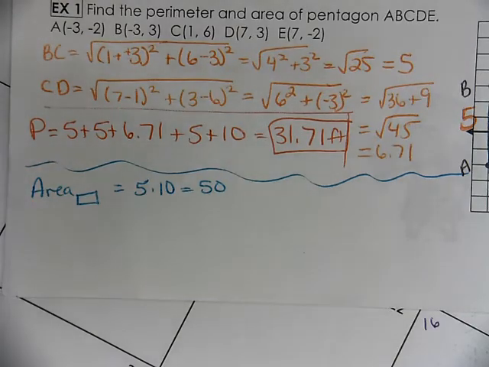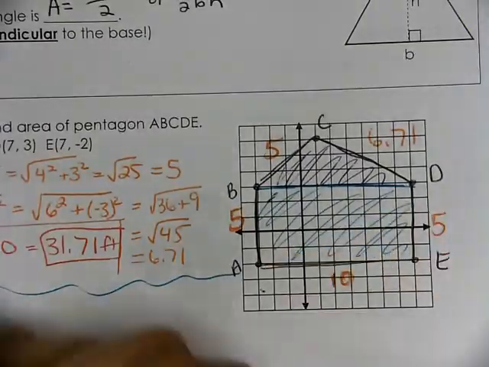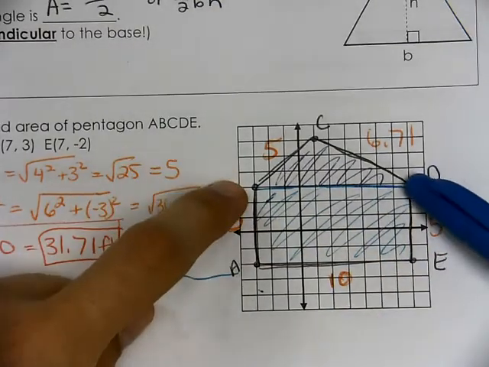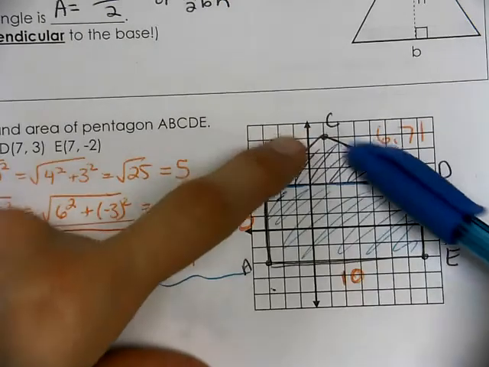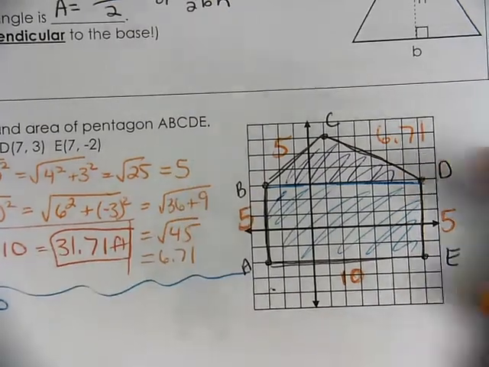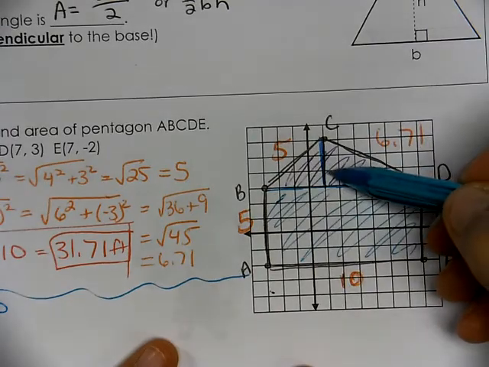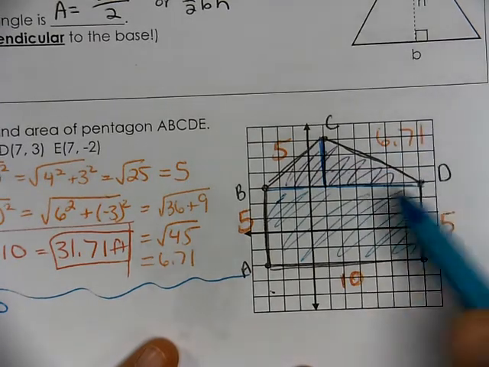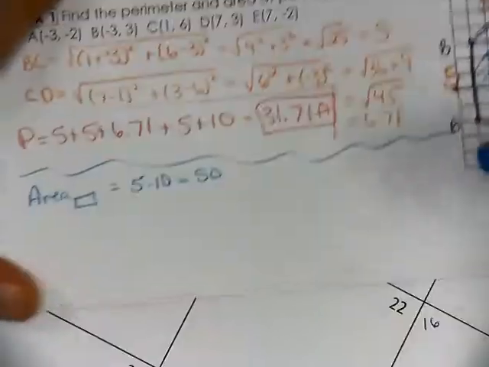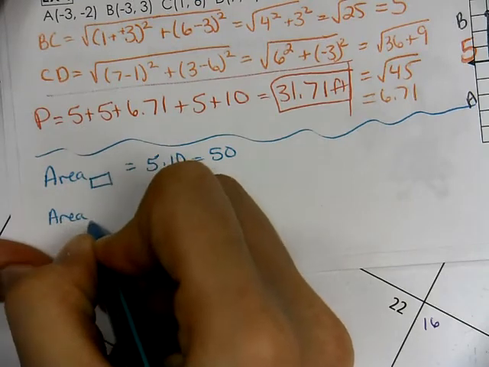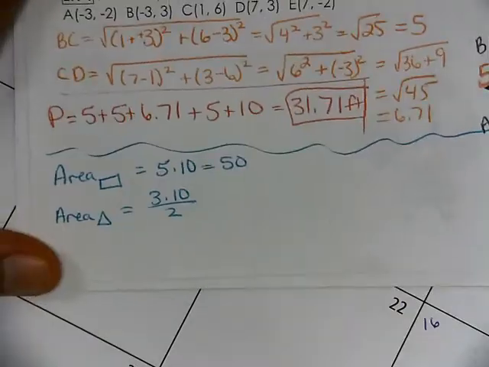The triangle is the tricky part. The base of my triangle is how long? 10, from B to D. The height of the triangle is not 5 or 6.71. The height is from C down. This is the height of the triangle because it's got to make a right angle. So how big is that height? 3. So the area of my triangle is going to be 3 times 10 divided by 2.